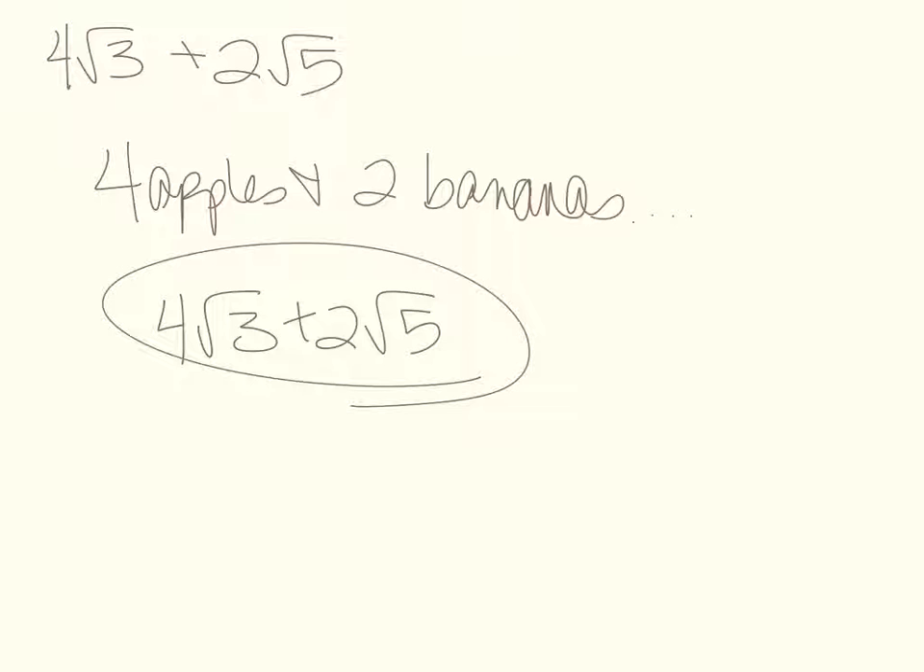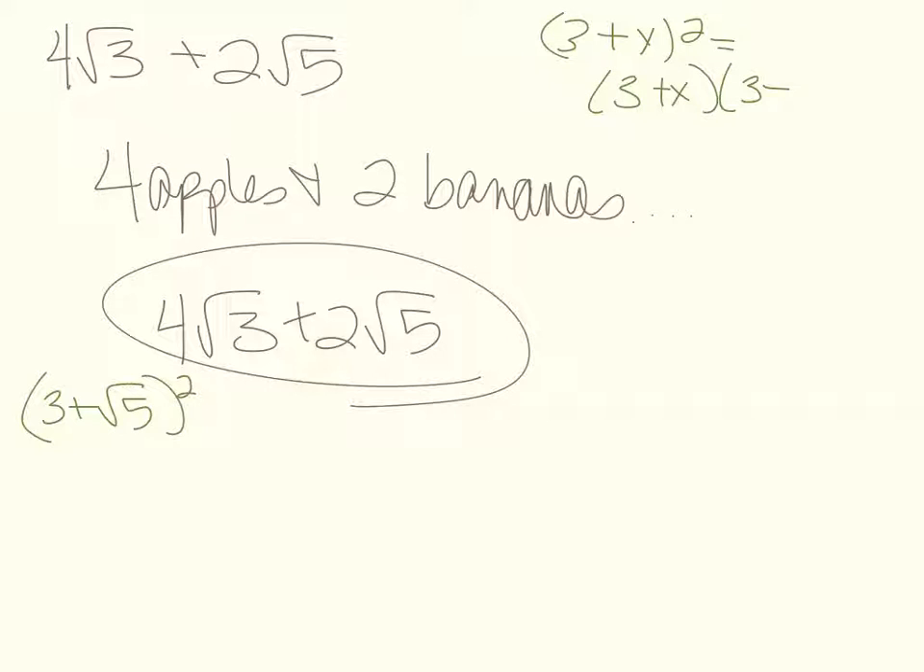How about 3 plus square root of 5, quantity squared? Okay, if I gave you 3 plus x, quantity squared, you would say, oh, that means I need to do 3 plus x times 3 plus x, and I need to FOIL. Well, it's the same with these.